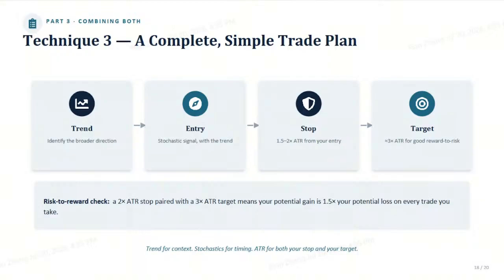Step 5. For your target, many traders also use an ATR multiple, for example, aiming for 3 times ATR in profit, which, compared to a 2 times ATR stop, gives you a favorable risk-to-reward ratio of 1.5 to 1, meaning your potential gain is 1.5 times your potential loss. That's a complete framework. Trend for context, stochastics for timing, ATR for both your stop and your target. Nothing overly complicated, but each piece is doing a specific, well-defined job.